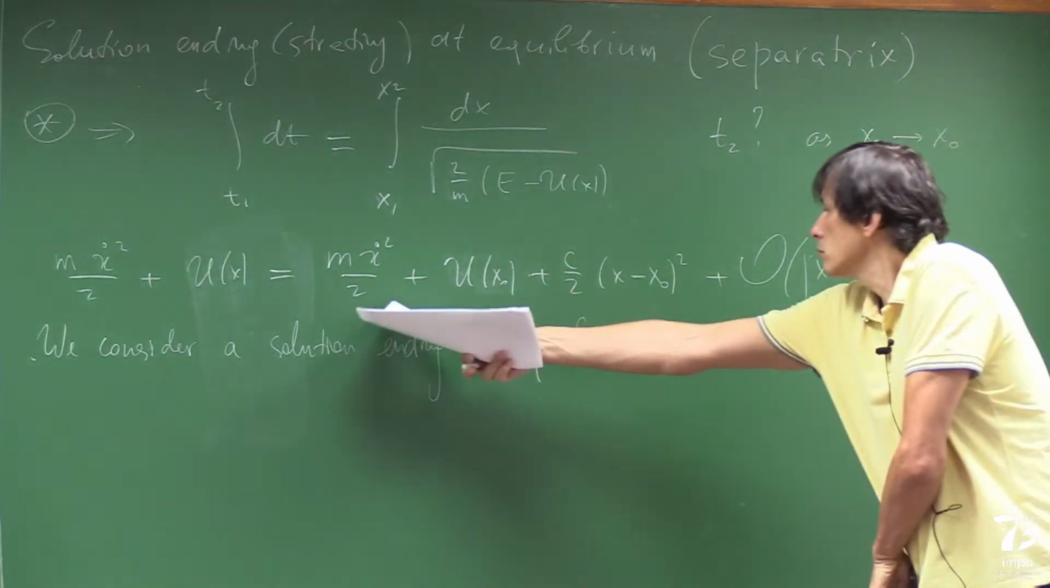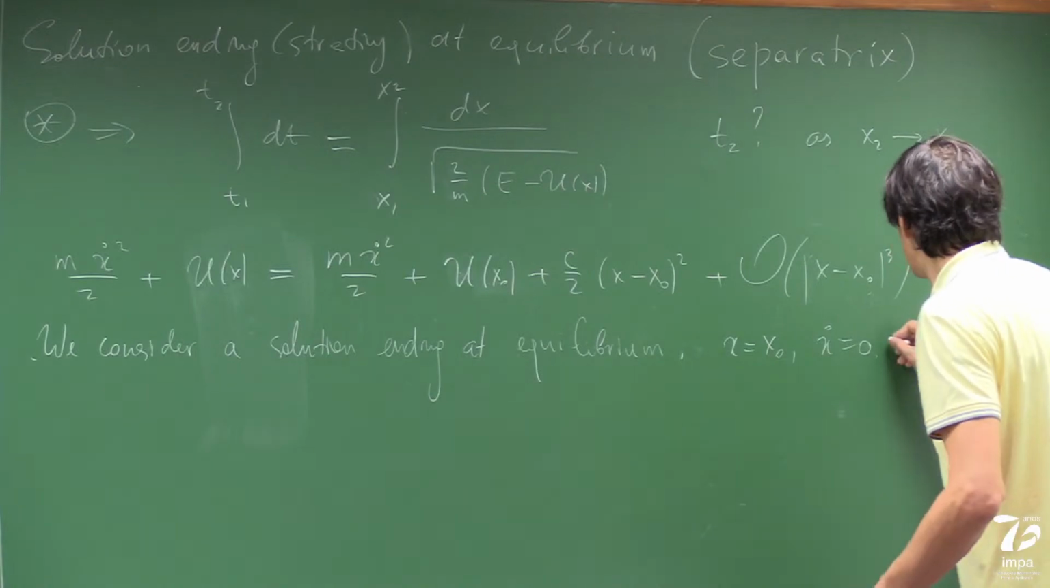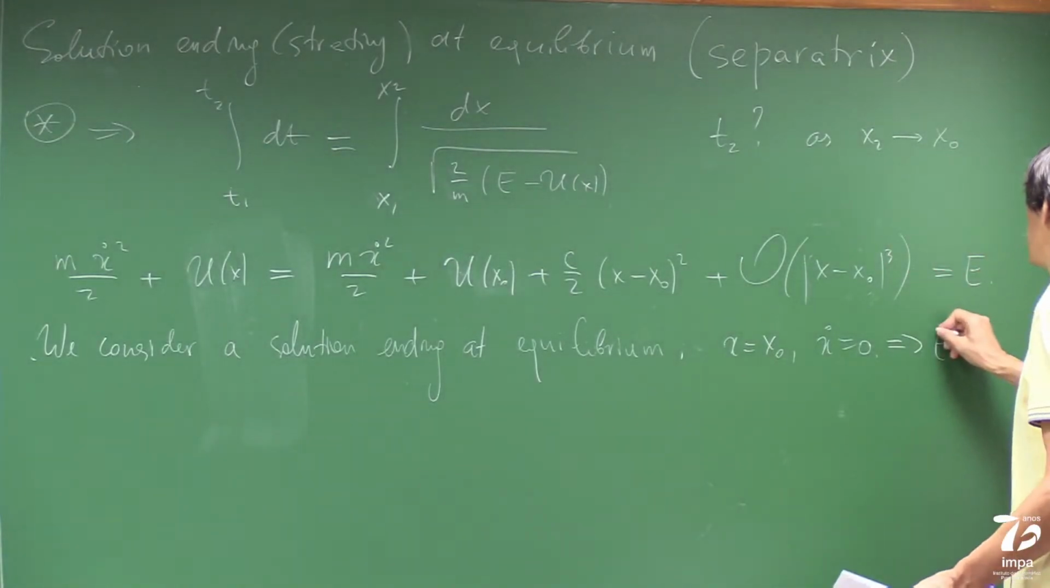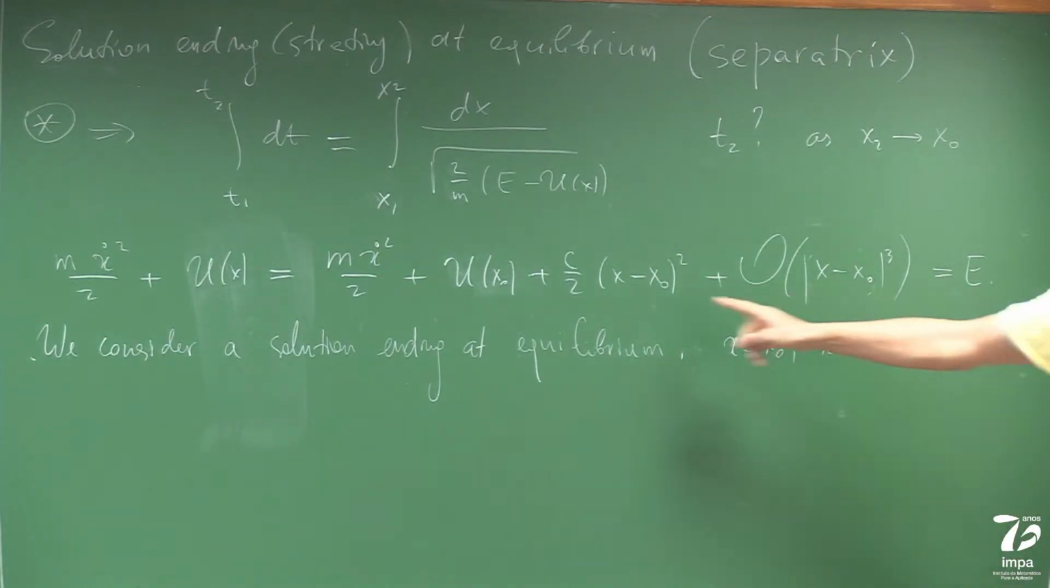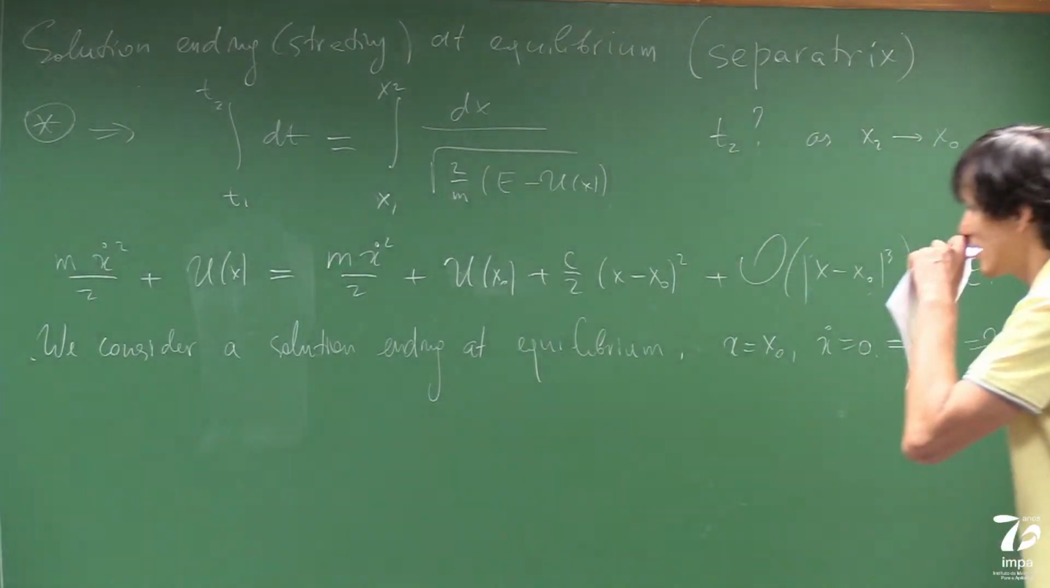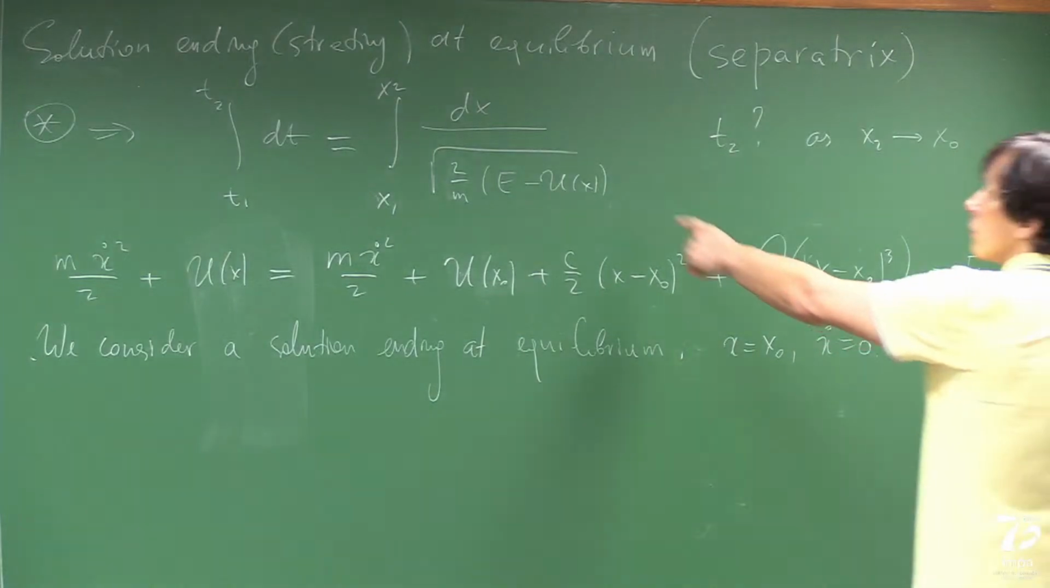So this is 0, this is 0, this is 0. So what is left is that energy is just u(x0), right? So that's what this expression takes. Okay, so now we know energy, and now let's compute the time.